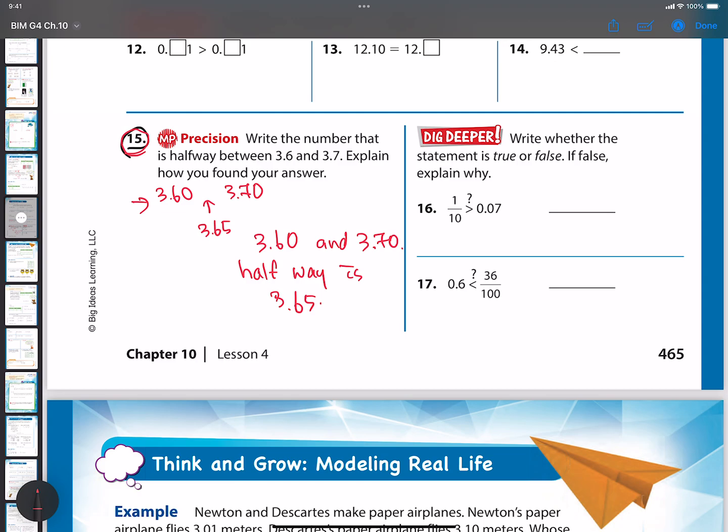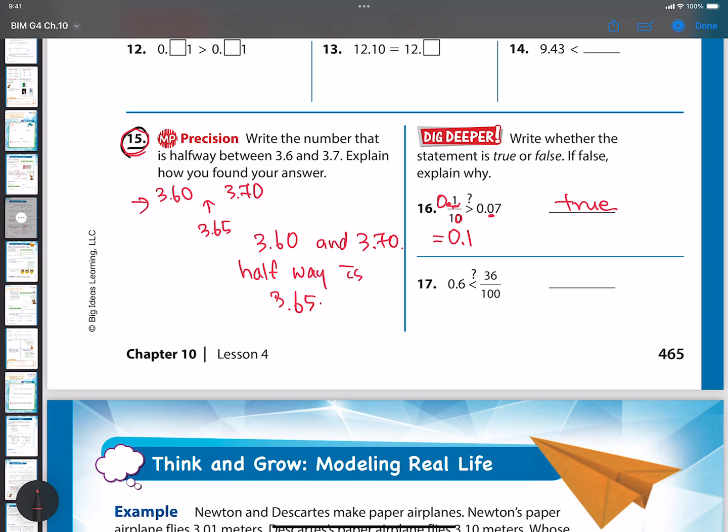Write whether the statement is true or false. If false, explain why. All right, so here, 1/10 is equivalent to what? When we convert that into decimal, it's going to be 0.1 because we have 10, so move 1 backward, right? And put the decimal point. Okay, 0.1 versus 0.07. Tens place is 1, tens place is 0. Okay, so this is what? True.